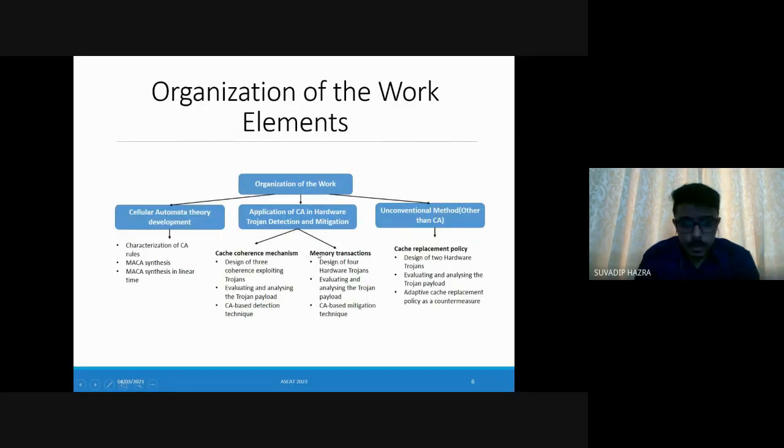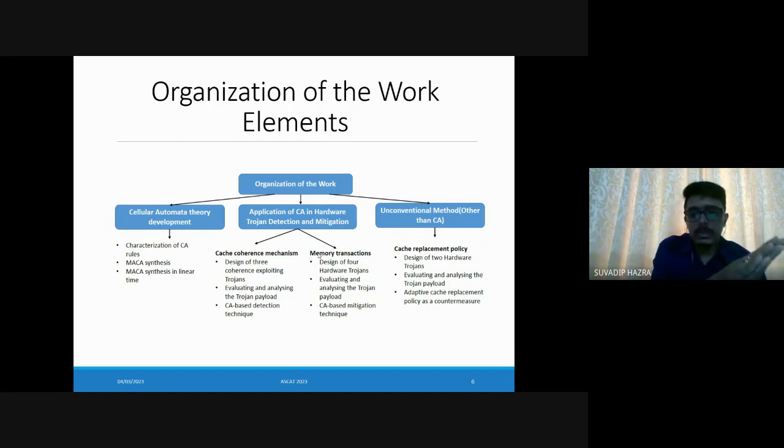For the next work, memory transaction inducing hardware Trojan, we have developed 4 different hardware Trojan models that induce read or write requests. All 4 hardware Trojan models affect the system performance. To mitigate the Trojan effect, we have developed a CA based mitigation technique here.